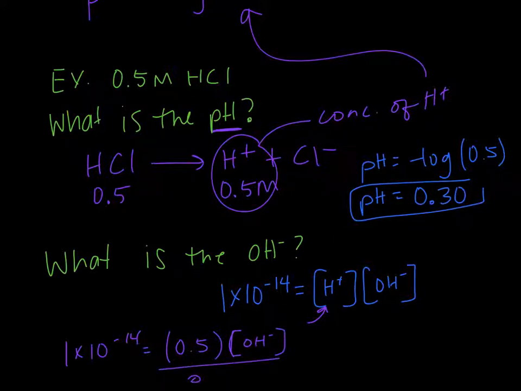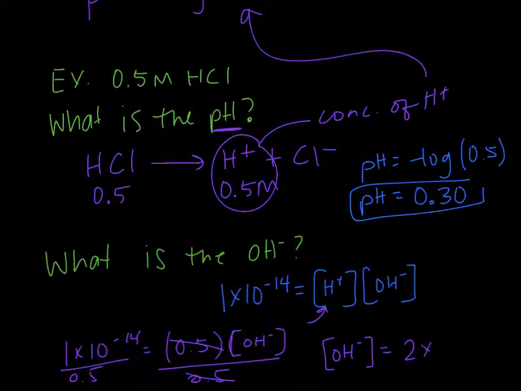So divide both sides by 0.5. So the hydroxide concentration is going to be 1 times 10 to the negative 14 divided by 0.5. And if you put that into your calculator, what you find is that the hydroxide concentration is equal to 2 times 10 to the negative 14 molar. So that's my OH.